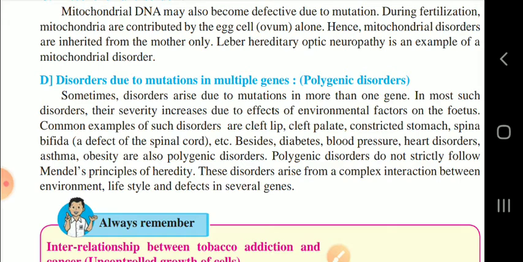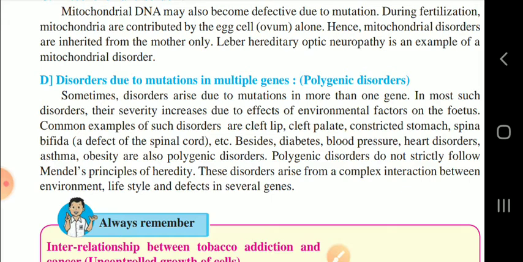Common example of such disorder are cleft lip, cleft palate. That means the lip is having one deep cut, you can say that it is divided into like two parts. Then, polygenic disorder do not strictly follow the Mendel principle of heredity. Asthma, obesity too are there in polygenic disorder. These disorders arise from complex interaction between environment, lifestyle, defect in several gene, etc.